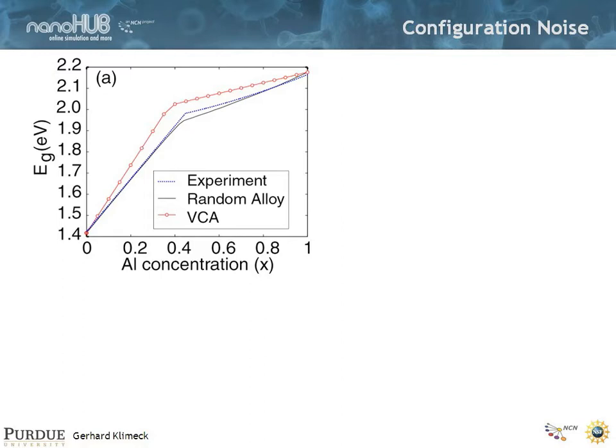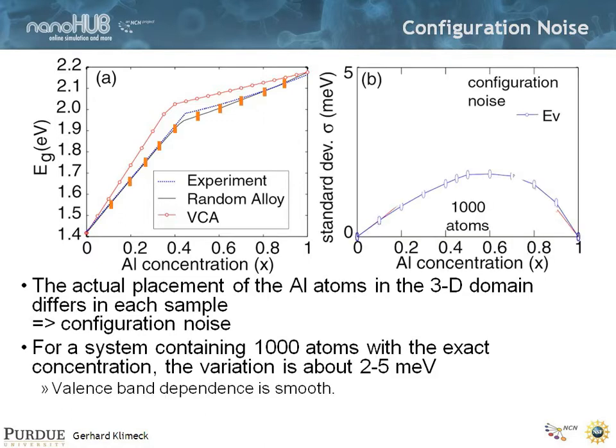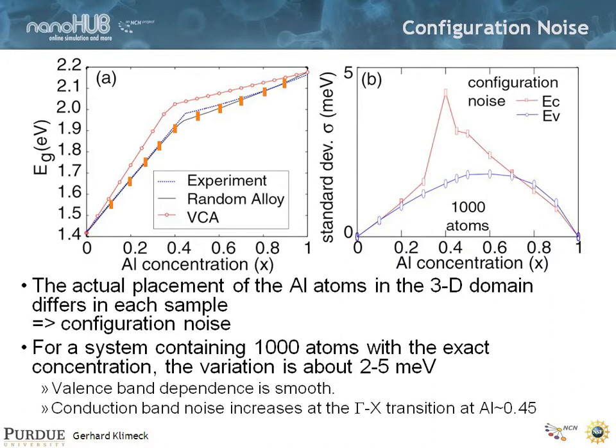All right. So we can now put this on this chart and look at this configuration noise, and look at the actual placement of the aluminum atoms in the 3D domain. So let's plot this. The configuration noise alone: we have exactly 1,000 atoms, and exactly the right concentration. Then the valence band moves like this, and the conduction band moves like this. It has an interesting spike at 40% of aluminum. That is where gamma and X are crossing.